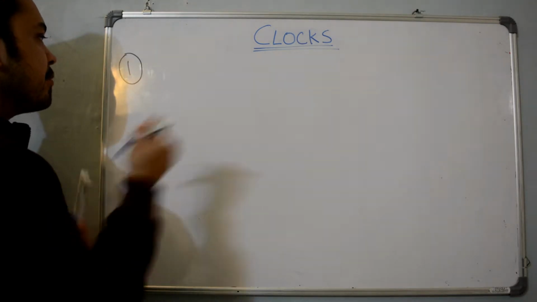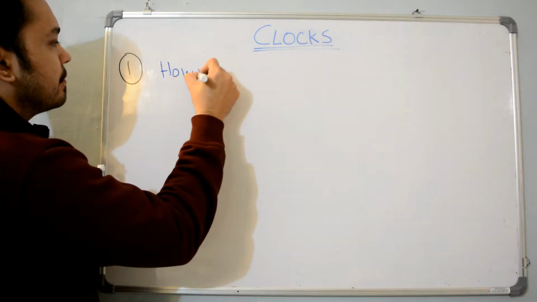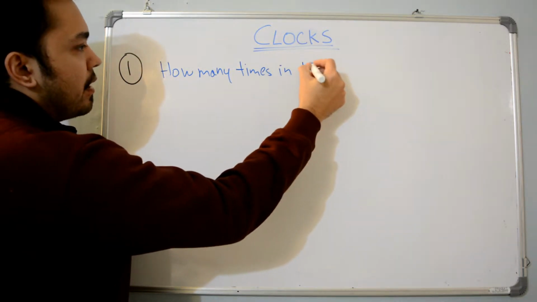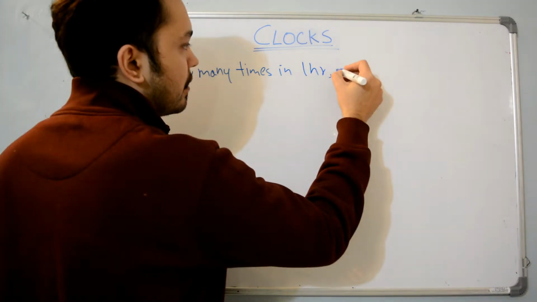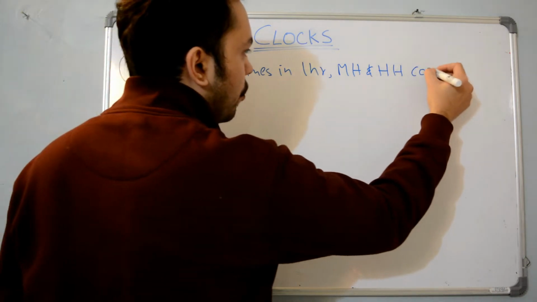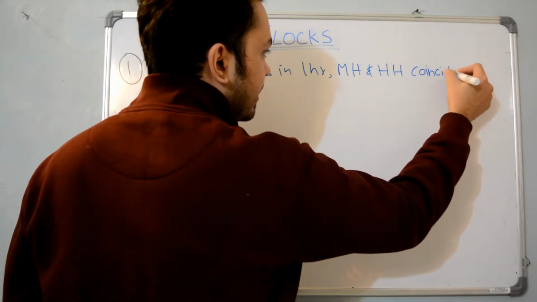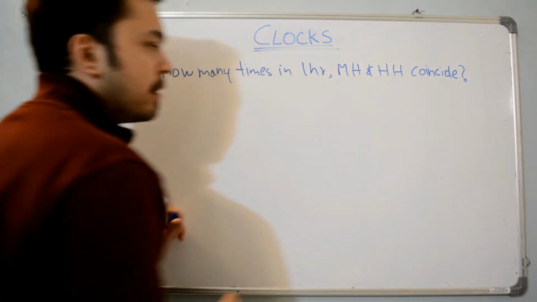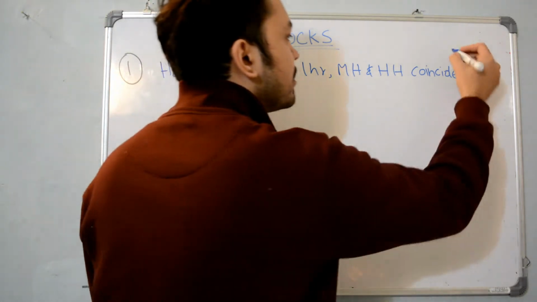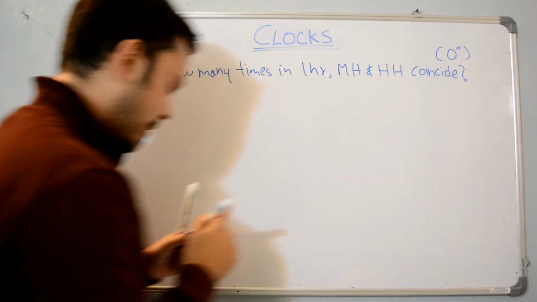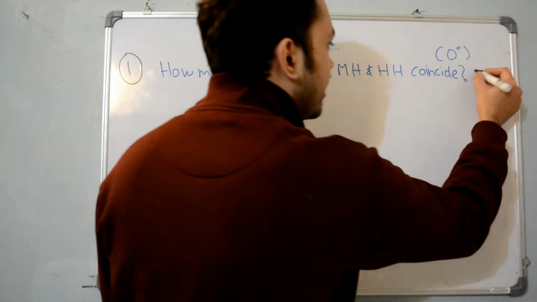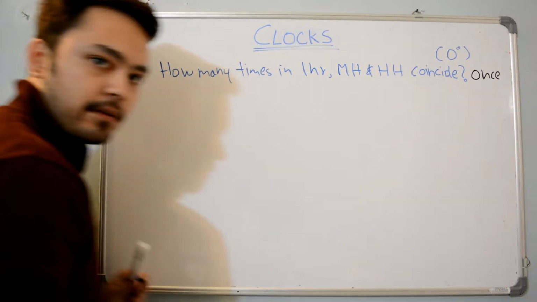How many times in 1 hour do the minute hand and hour hand coincide? That is, meet. Now the term coincide means that the angle between them will be how much? 0 degrees, right? They will do this only once every hour. Clear?